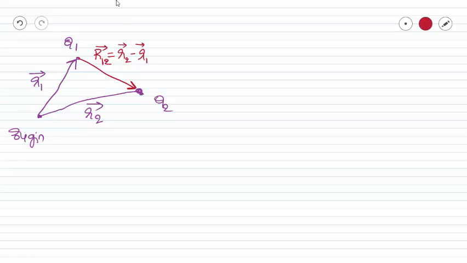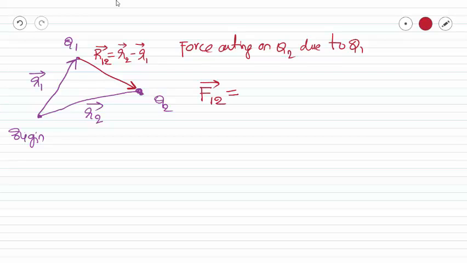Okay, so now, with this picture in mind, let us write down the force acting on Q2 due to Q1. So this is what we are going to write. F12 bar, the force acting on Q2 due to Q1, so that is what the suffix indicates.